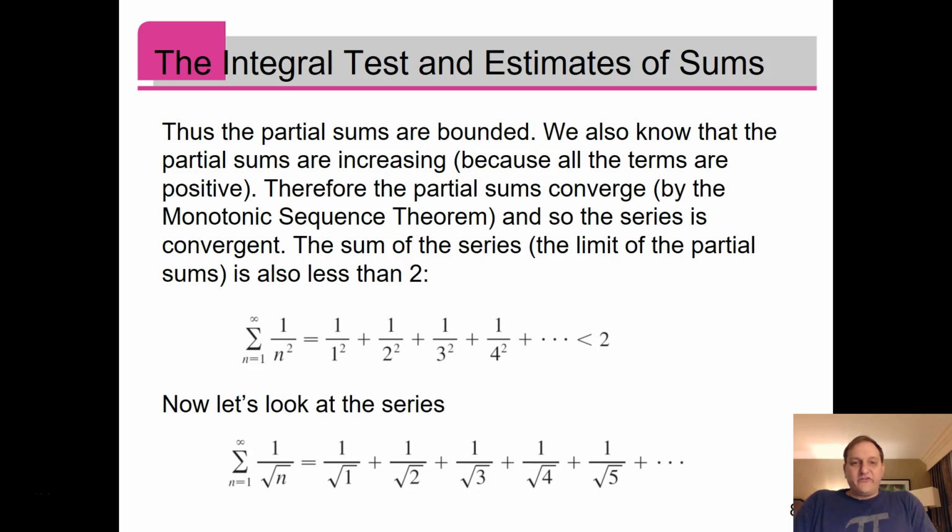All right, so now we're going to look at a new series, very similar setup. This is the sum from n equals 1 to infinity of 1 over the square root of n. So basically this is the same setup.